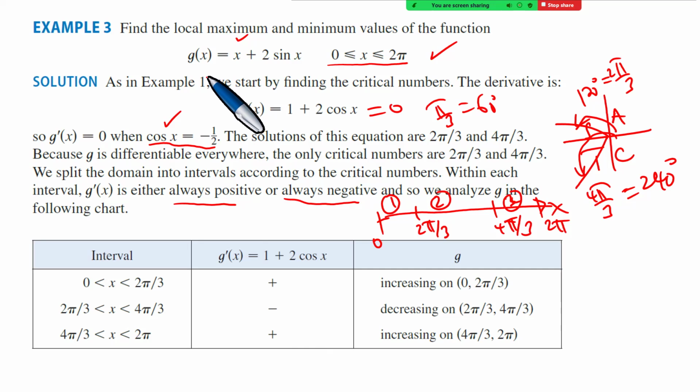If g prime of x is this, we perform substitutions. If we put 2 pi over 3 in the place of x, that is 120 degrees in the second quadrant. We know very well, according to the CAST diagram, that the cosine is negative in the second quadrant, so this is going to be negative. Cosine of 120 is exactly minus 1/2. You can check that and revise it from school. But you multiply 2 times minus 1/2, and you get exactly minus 1 there.